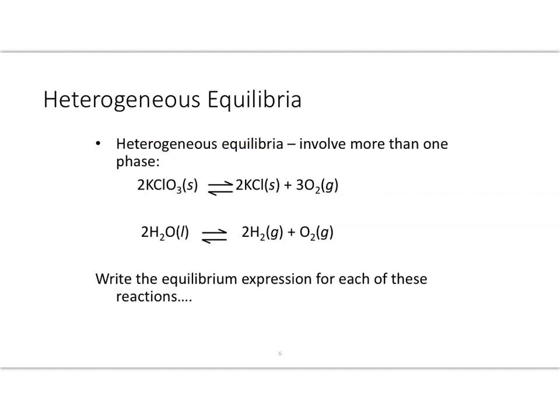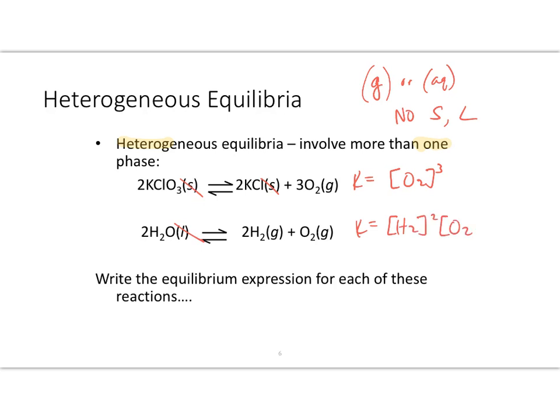Another type of equilibrium system is heterogeneous, which involves more than one phase. We can still write equilibrium expressions for these. We just have to make sure that the only substances included in the equilibrium expression are gases and aqueous solutions, which was mentioned in an earlier lesson. So no solids, no liquids. The first K expression, since we don't put solids in, would just be the concentration of oxygen cubed. And the K expression for the second one would be H2 squared times O2.